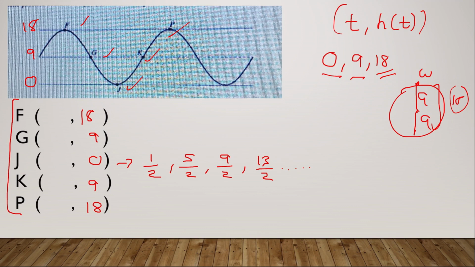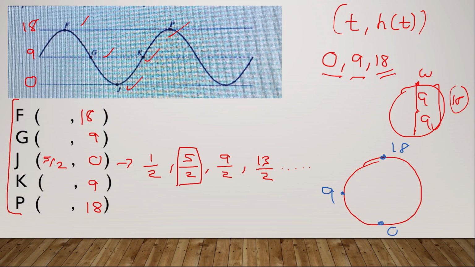So if I choose 5 by 2, remember, even if I choose 1 by 2 or 13 by 2, it is all perfect. But say I choose 5 by 2. I write the coordinates of J as 5 by 2. Now, if I have my wheel right here, I know that if I have four distinct points of W, one is here, which is 18, one is here, which is 0, one is here, which is 9, and the other one on the way back is 9.